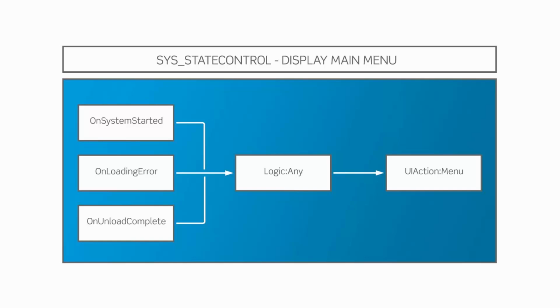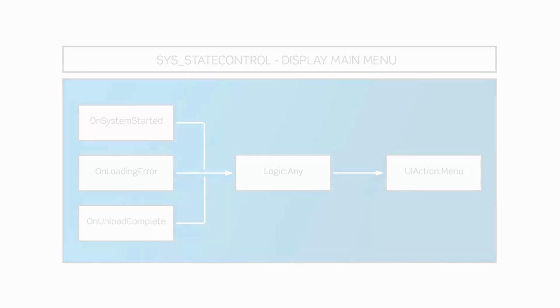This is where the system state control flow graph or the UI action flow graph comes into play. We see that we have on system started, on loading error, and on unload complete. Now all of these are tethered into a logic any node that basically drives into a UI action node, which your menu is housed in.